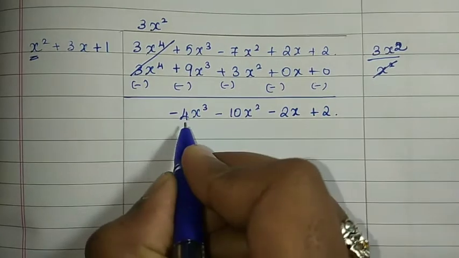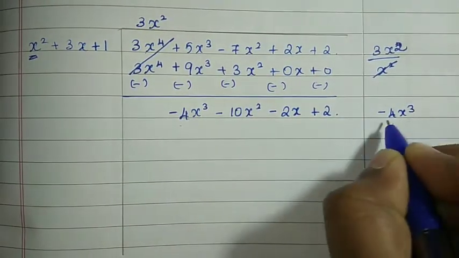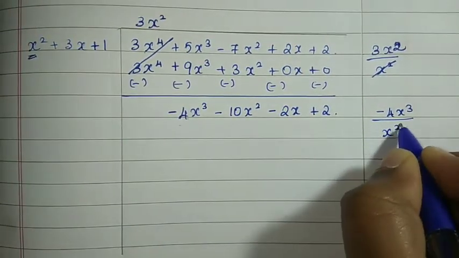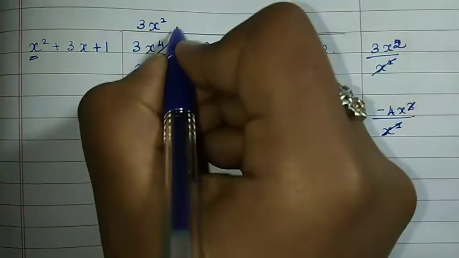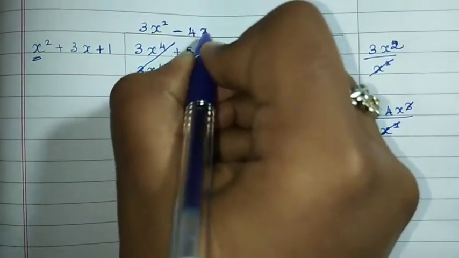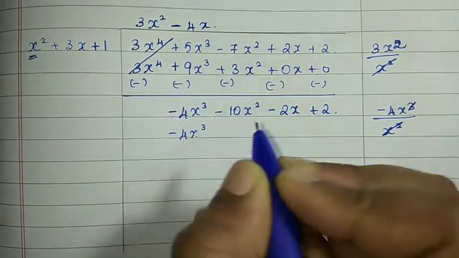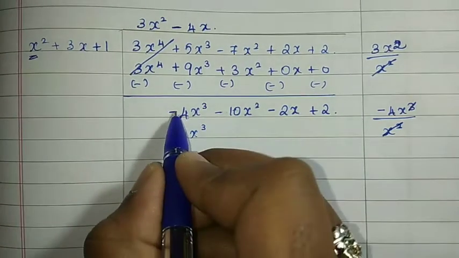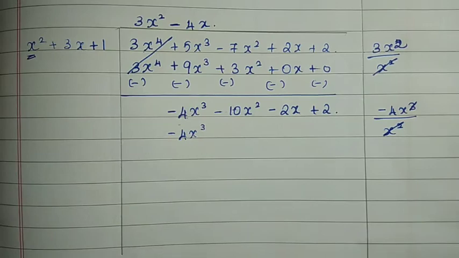So now let's move on to this one. Minus 4x cube divided by x square only is there. If you cancel these, you will have minus 4x. So you can write minus 4x directly. You can't just take plus 4x. It is wrong, because you have to get the same answer. Then only you can subtract it.